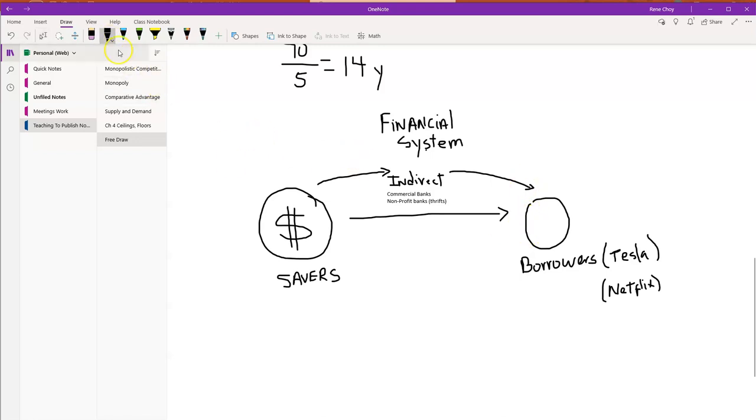Another way to transfer the money is through something like a stock market. So what we call direct finance. Now, if you participate in direct finance, instead of calling you a saver, they usually call you an investor. And on this side, you're usually dealing with other types of banks, which I like to call brokers. Most people call it Wall Street. Okay? So direct finance is another way to move the money from savers to borrowers.